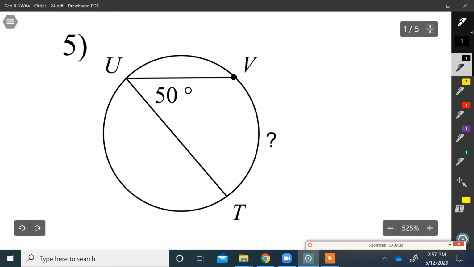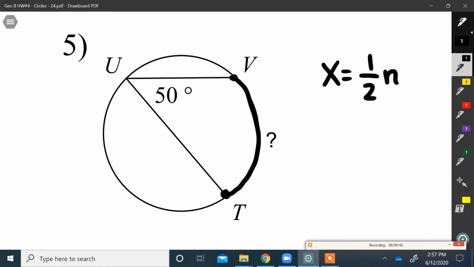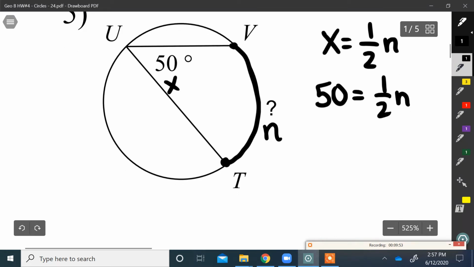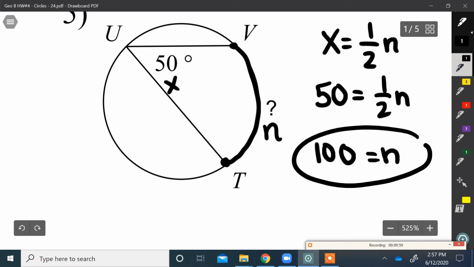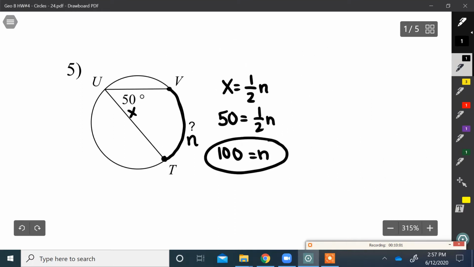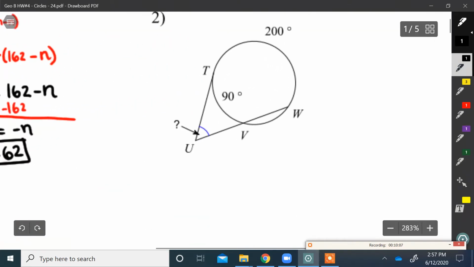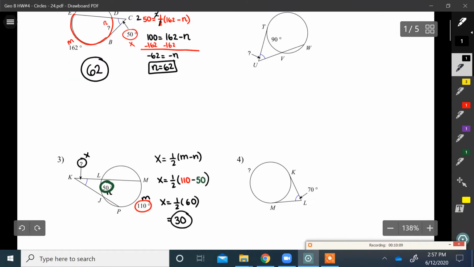And we've seen this before. This right here, and we talked about this as well. x is equal to half of n. Now identify what's x and what's n. This right here is x, this is my n. We're looking for n. So we have 50 is equal to half of n. Multiply both sides by 2 and you get 100 as your final answer. Okay? Be able to identify all of these. Number 2 is actually very similar to number 1.